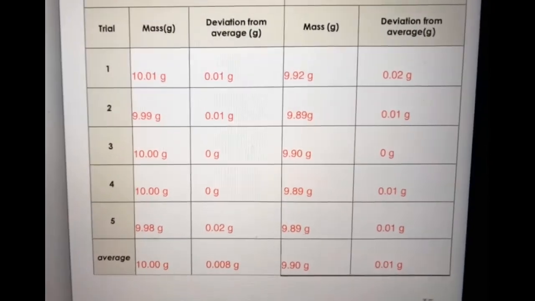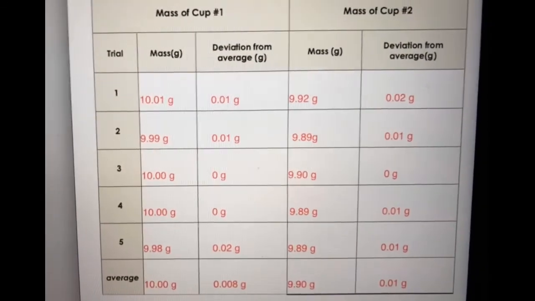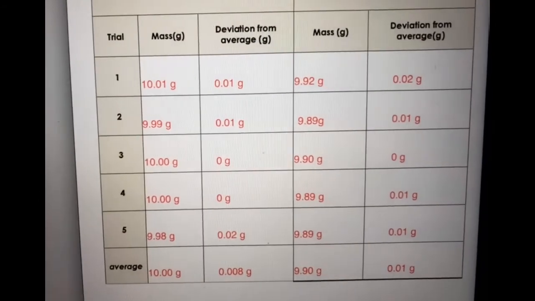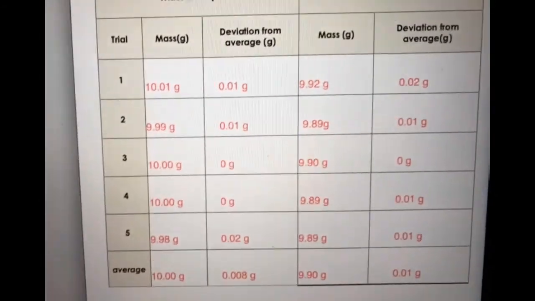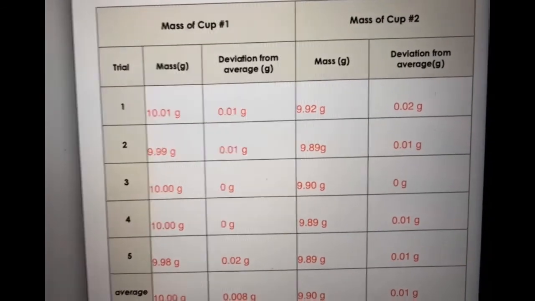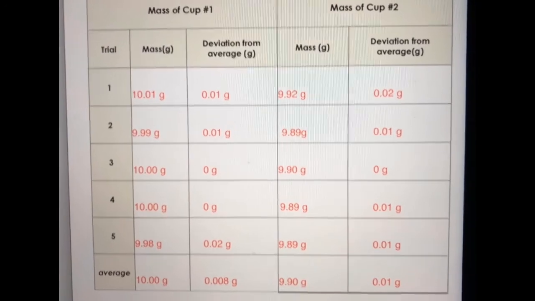You will find the average. To find the average, you add each mass up, 1 through 5, and divide by 5, since those are the number of trials. Next, to find the deviation of average, you will use the formula: average mass of cup minus mass of cup in trial. This is what your final chart should look like.